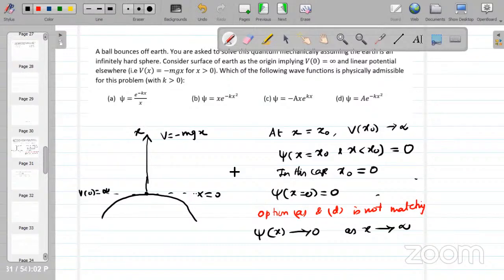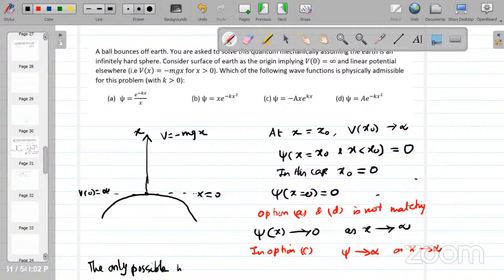When you substitute x equal to infinity, what will happen to option C? It blows up. See, in option C, psi goes to infinity as x goes to infinity. So option C is also not possible. So the only one where psi goes to 0 at x equal to 0 and also goes to 0 at x equal to infinity is option B, the only possible wave function. So this will match with both.